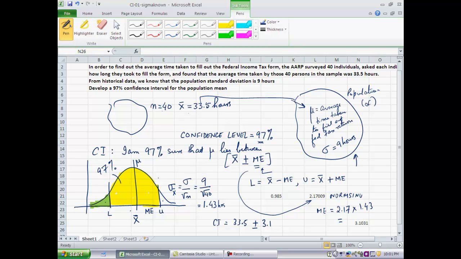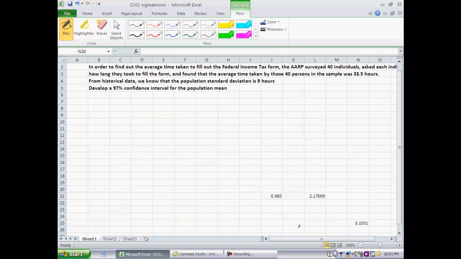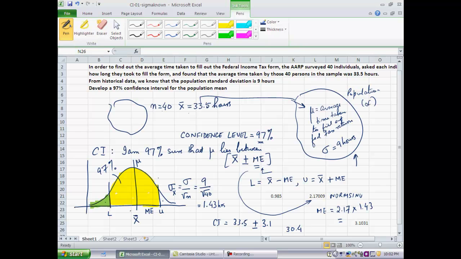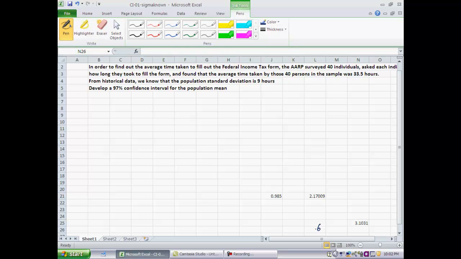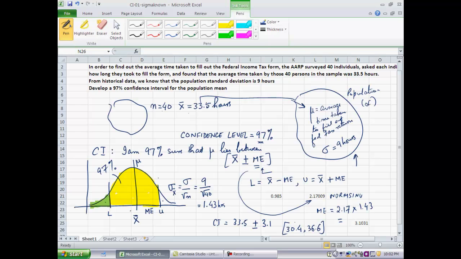So I can complete my inference by saying, instead of giving a simple point estimate, hey, it's 33.5 hours and I'm not sure how close I am, instead of saying that, I'm saying I'm 97% sure that the average time taken to fill out the federal tax return lies between 30.4 to 36.6 hours. So I hope you see where the range came from. It's the sample statistic plus or minus a margin of error.